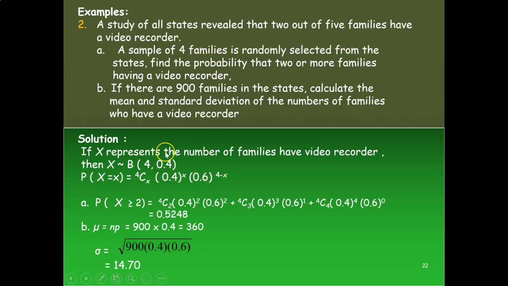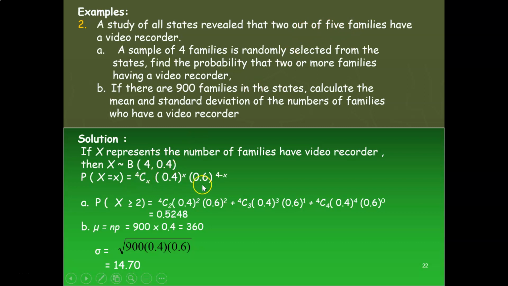Why is it 0.4 over here? Because a study of all the stat revealed that 2 out of 5. 2 out of 5 means 2 over 5, so you will get 0.4. 2 out of 5, 2 over 5, then you get 0.4.